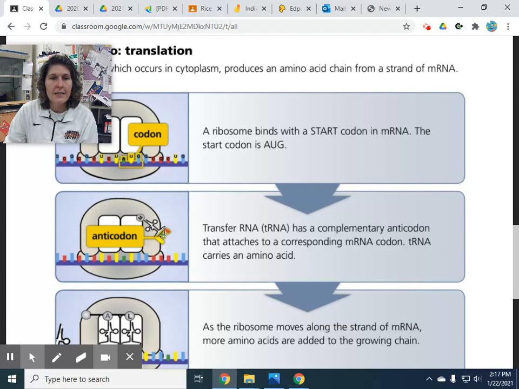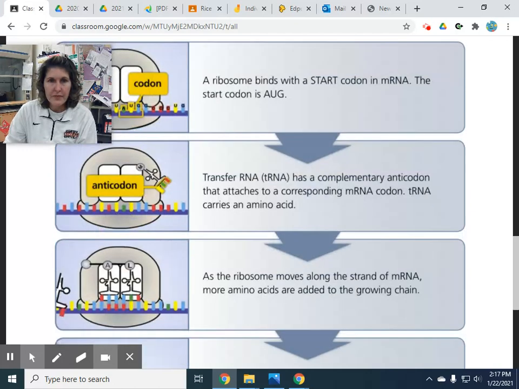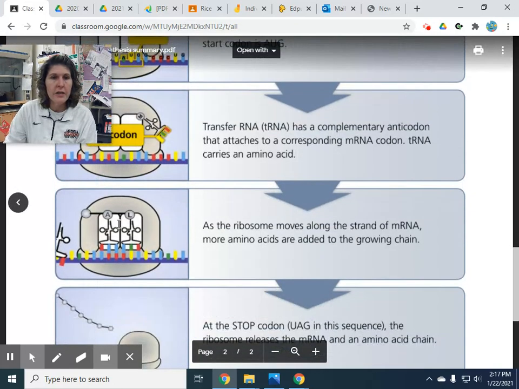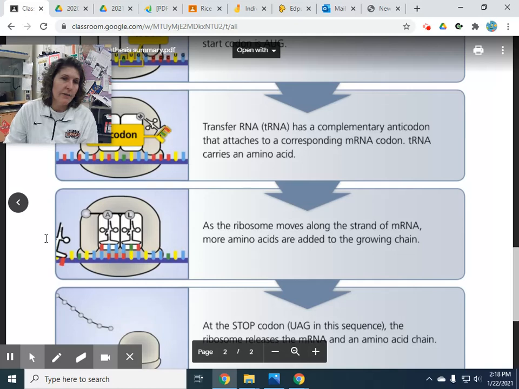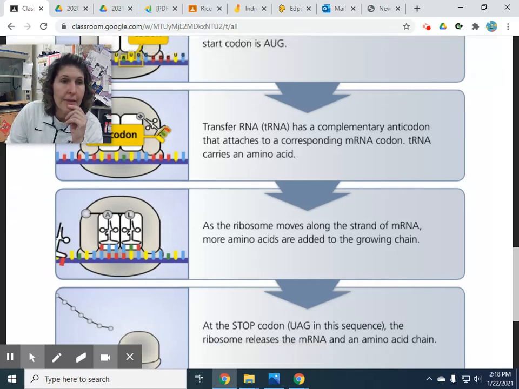He's got his little anticodon there. It's going to match up with my codon, complementary base pairs. No thymine anywhere out in the cytoplasm here. So we have gotten initiation, and now we are going through elongation. As my transfer RNAs come in, each kicks off the previous one, because the ribosome can only hold two transfer RNAs at a time.